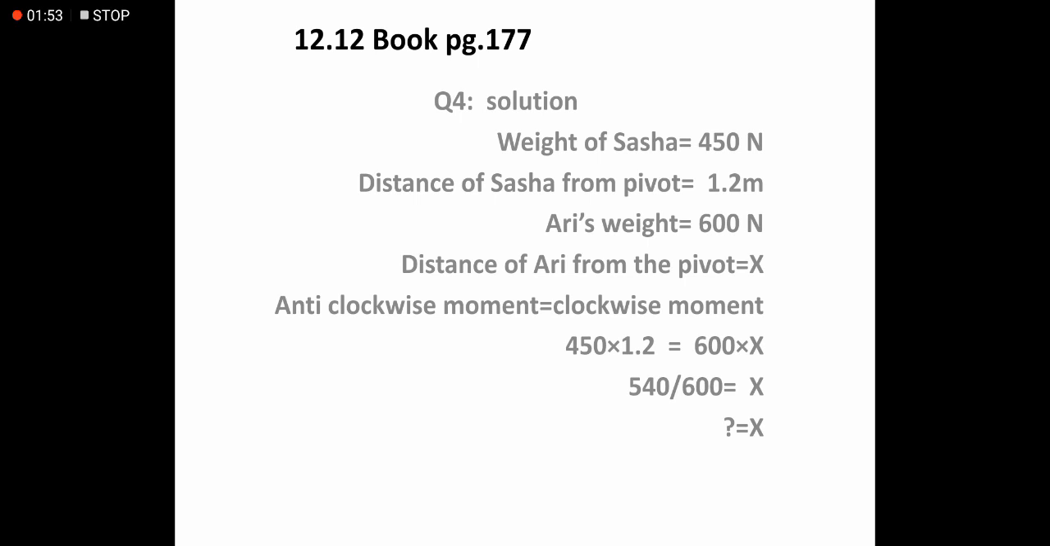How far away from the pivot must Ari sit on the other side of the seesaw to balance it if his weight is 600 Newton? Now, how will we solve this question? First of all, we will write the weight of Sasha, that is 450 Newton. Distance of Sasha from the pivot is 1.2 meter. Ari's weight is 600 Newton and the distance of Ari from the pivot, I have written here x, or you can write any other alphabet instead of putting a question mark.